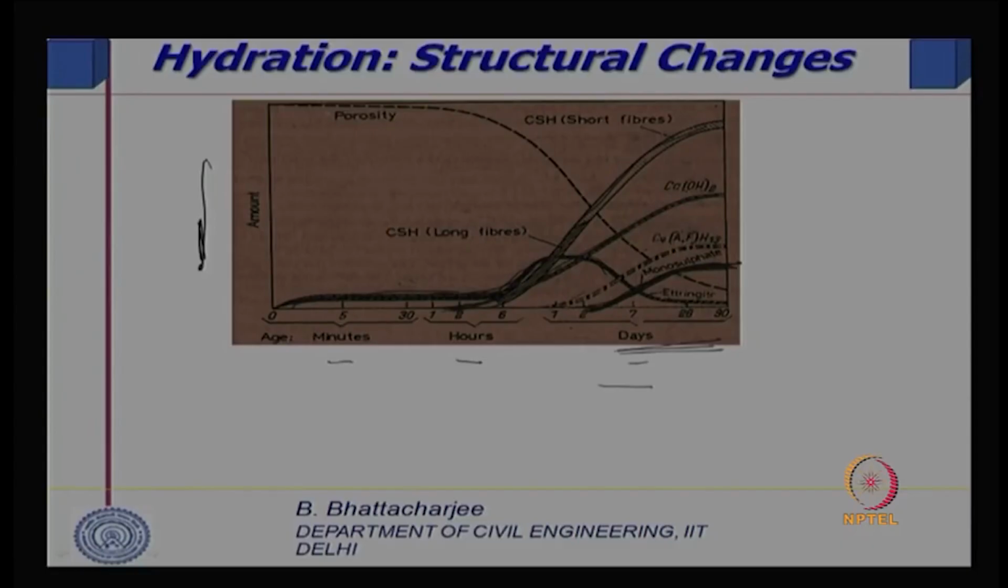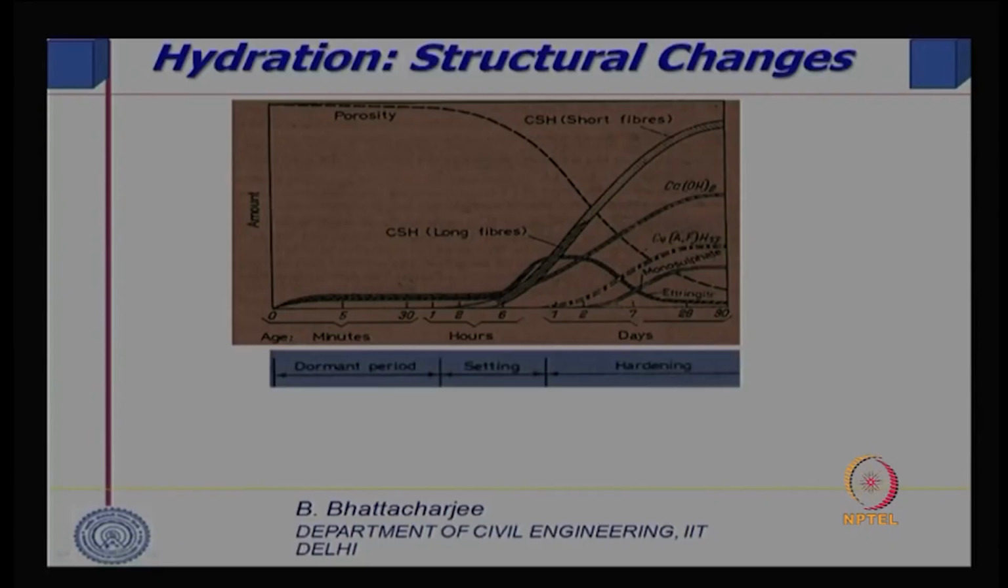Simultaneously, the volume of pores will go on reducing. Initially most of the volume will be water, and this will go on reducing because these solids will occupy the spaces that were originally filled by water. The dormant period, as I mentioned, is chemically dormant, though actually it is the ettringite reaction. Setting occurs when CSH starts forming, and then hardening is this period of time in days. Setting is in hours, hardening is days.